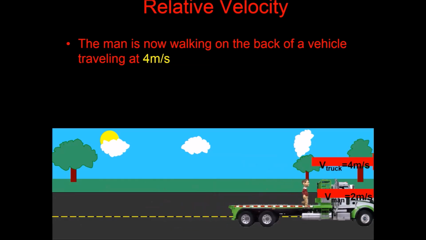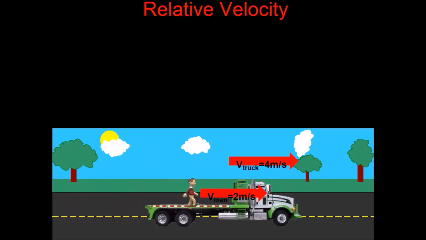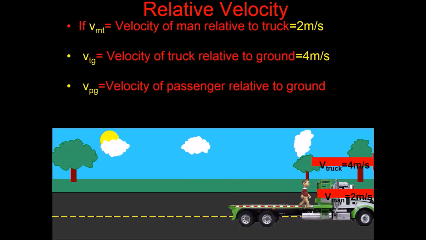Now what does this mean for us standing on the roadside watching him? Again, truck moves 4 meters per second, he moves at 2. This means the velocity of the man on the truck in his reference frame is 2 meters per second. The velocity of the truck relative to the ground is 4 meters per second. Consequently, the velocity of the man relative to the ground becomes 6 meters per second. So if you were watching this situation, you would see him move at 6 meters per second.